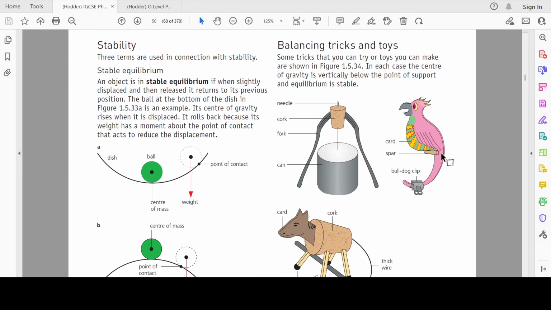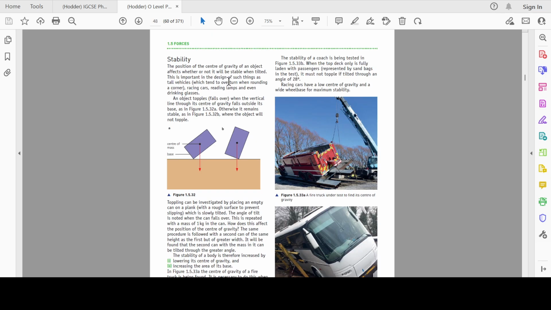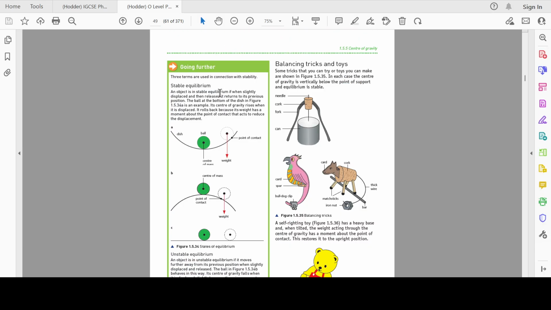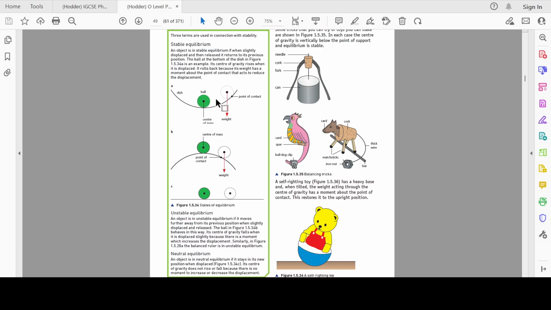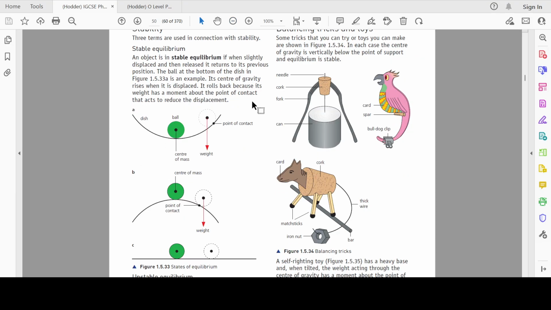So there you go, right? So the topic of stability in the IGCSE textbook, right? It's not even highlighted yellow, so it's part of the regular syllabus, not even extended. Whereas in the O level one, it's given as going further. So, right, I mean, you can obviously try and understand it, but it's not part of your syllabus. So, alright, I've explained the concept of what's happening in stable equilibrium.